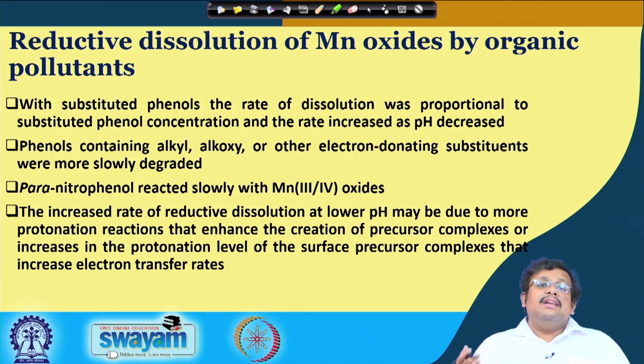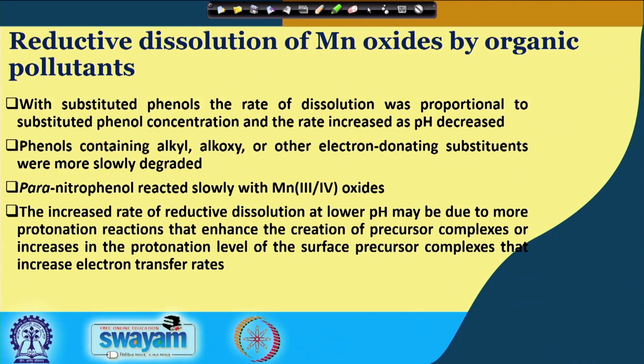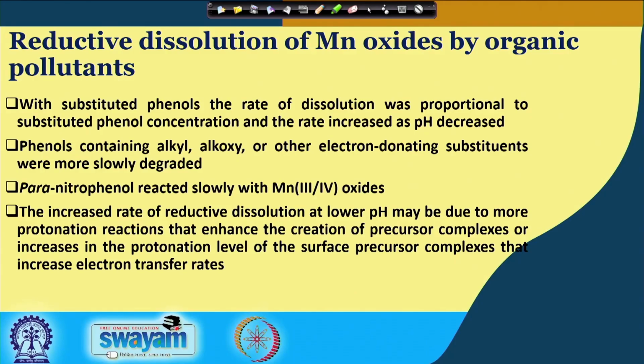Para-nitrophenol reacted slowly with Mn3 and Mn4 oxides, and the increased rate of reductive dissolution at lower pH may be due to more protonation that enhances the creation of precursor complexes, or increases the protonation level of the surface precursor complexes, which increases the electron transfer rates.